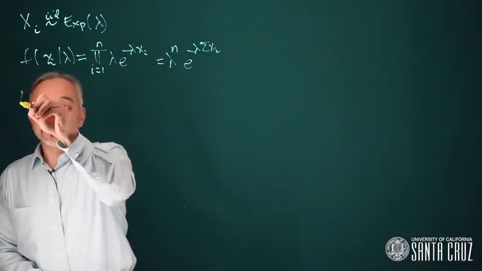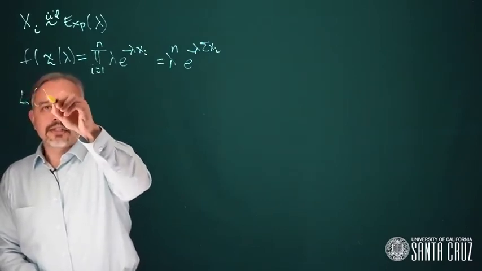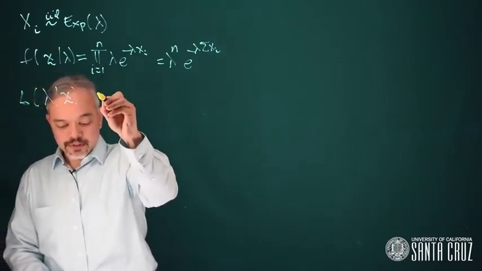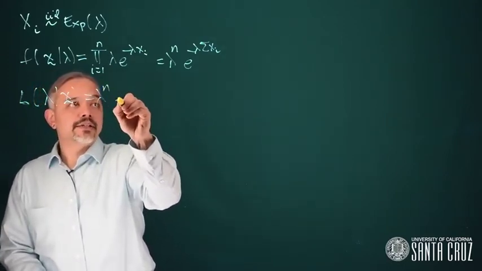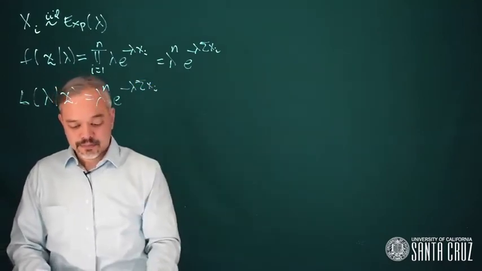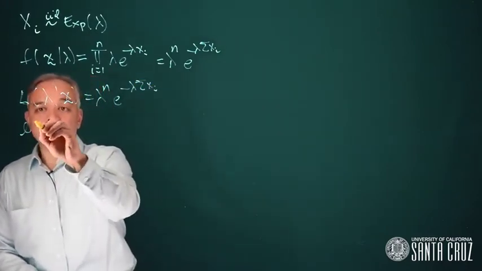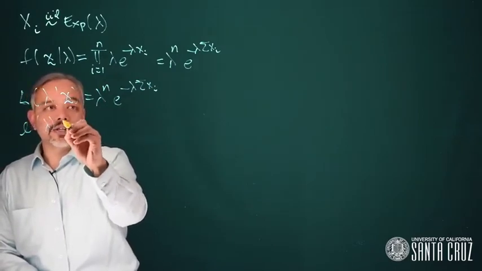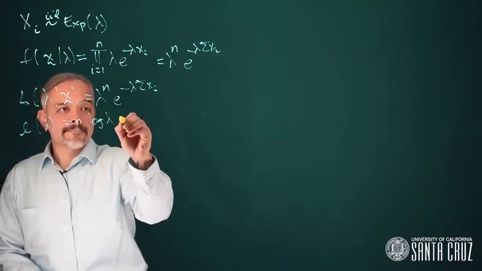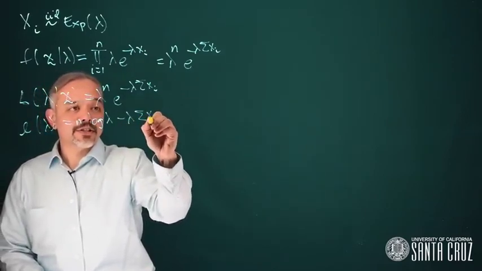Thus the likelihood function as a function of lambda given x is lambda to the n, e to the minus lambda, sum of the x sub i's. If we take the log of this, we get the log likelihood, which is n log lambda minus lambda times the sum of the x sub i's.